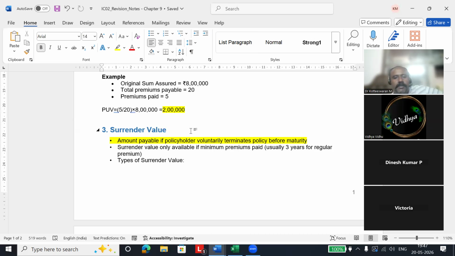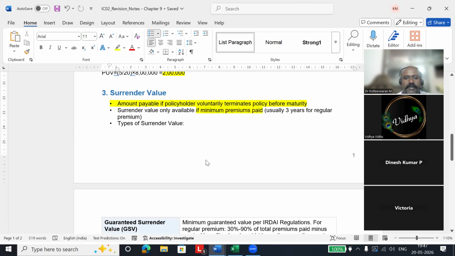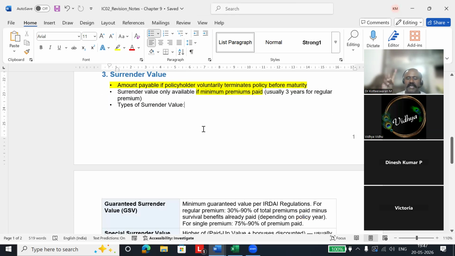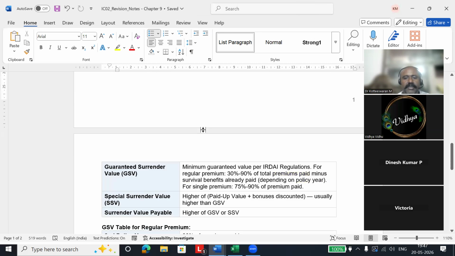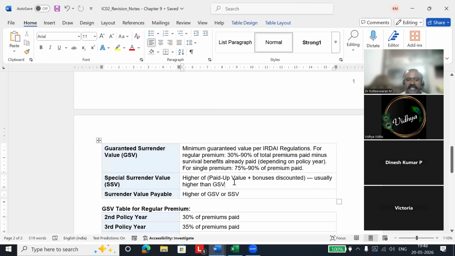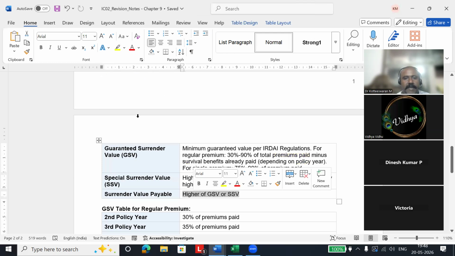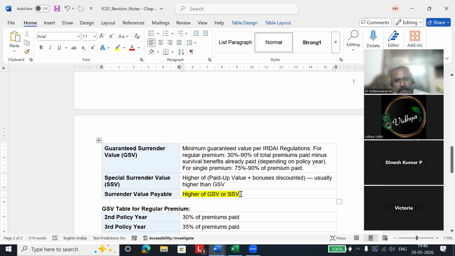So it is the amount payable if the policy holder voluntarily terminates the policy before maturity. We are closing it, like closing a bank account. Surrender value is only available if the minimum premium is paid. Usually, as per IRDA rules, it is 3 years. For lapse it is 3 years, and for surrender value also 3 years. Okay, so there are 2 types of surrender values, and the insurance company will pay the highest of the two. Whichever of these two types gives you the highest amount, they will pay that.